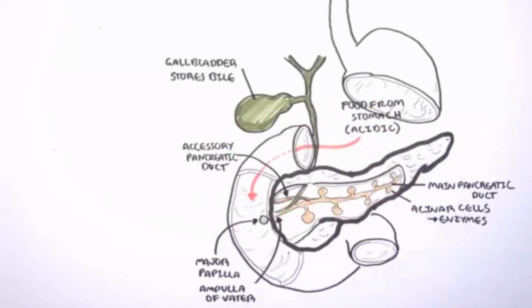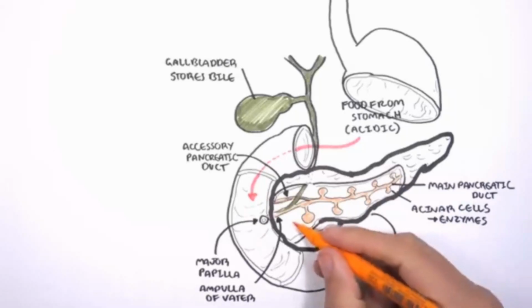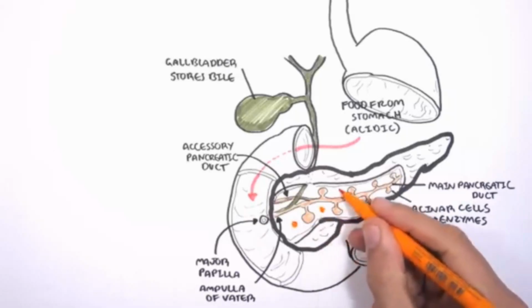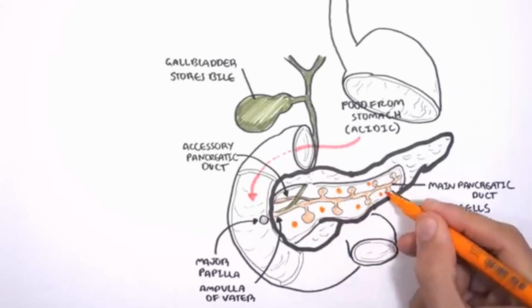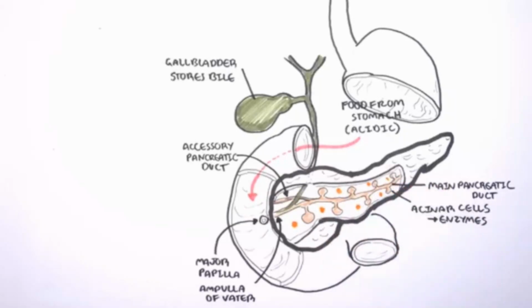It's important to know there is an accessory pancreatic duct, which also has its own opening in the duodenum. Now, it's also important to remember that 98% of cells in the pancreas are exocrine cells, which means cells that produce enzymes, the digestive juices. And the other 2% are the endocrine cells, which are responsible for the hormones such as insulin.